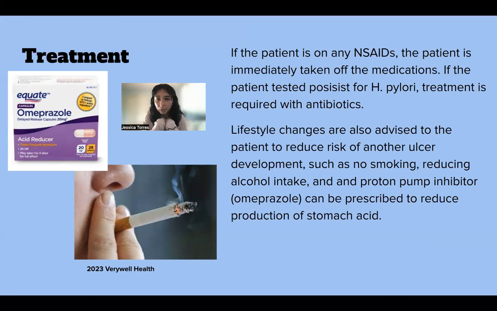Lifestyle changes are also advised to the patient to reduce the risk of another ulcer developing, such as no smoking, reducing alcohol intake, and proton pump inhibitors. An example of a proton pump inhibitor is omeprazole. These reduce the production of stomach acid. Acid blockers, such as famotidine, can also be prescribed to reduce the amount of stomach acid that is released into your digestive tract, which will ultimately also help relieve any pain of the ulcer.